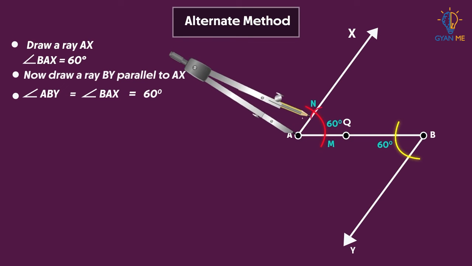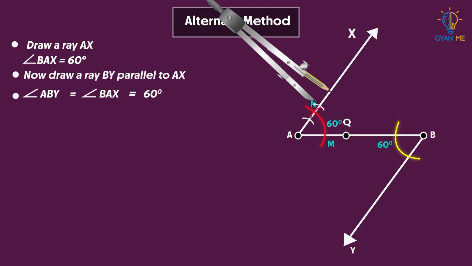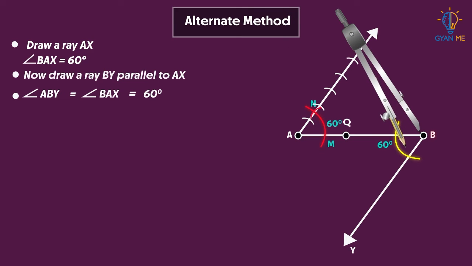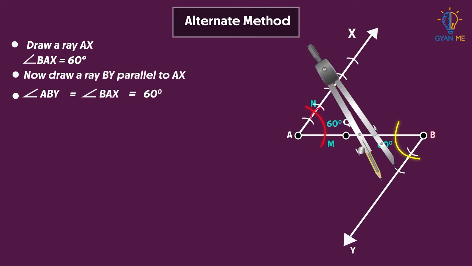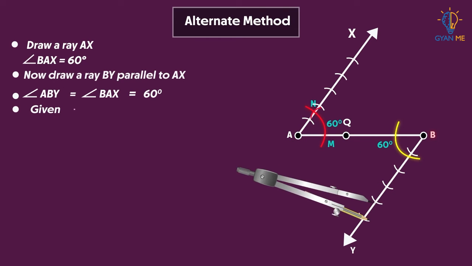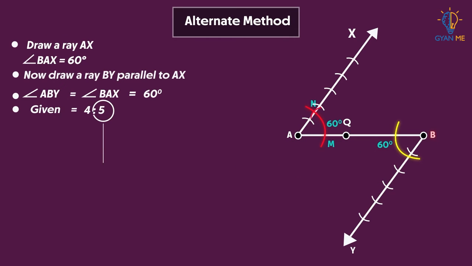Draw equal segments on both the rays. Remember, the total segments on each ray is equal to the greater number in the ratio. Since here the given ratio is 4:5 and 5 being greater, we mark 5 equidistant points on arm AX and arm BY. Also remember, the radius of all the marks should be the same for both the rays.